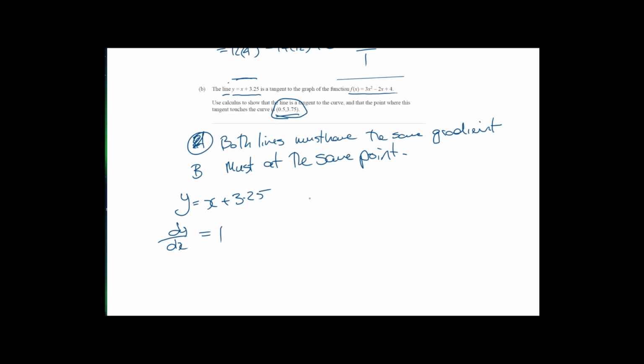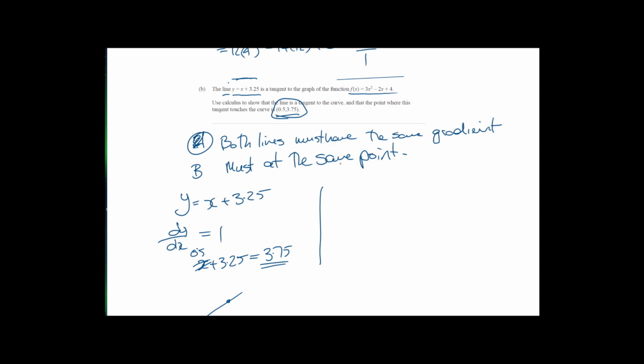Next thing we want to do is establish that this point, (-0.5, 3.75), is actually on this line. Well, x plus 3.25, if x was -0.5, -0.5 plus 3.75 does indeed equal 3.75. So we know that's true. This first line has a slope of 1 and it goes through the point that we're looking for.